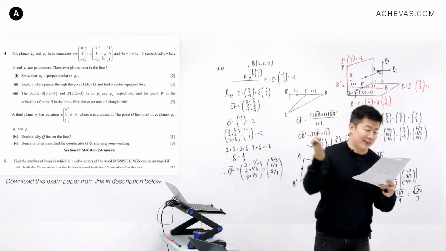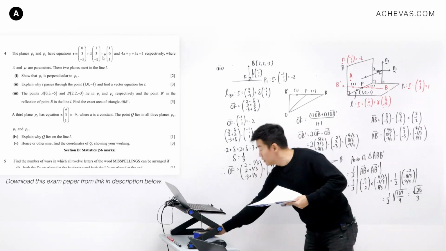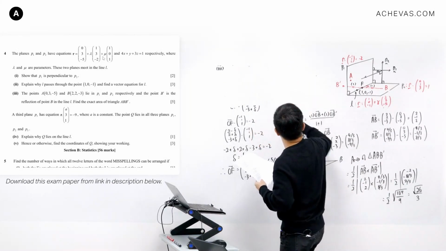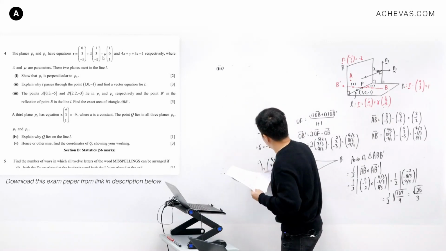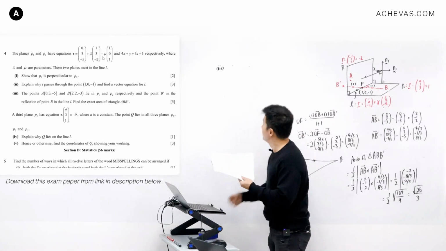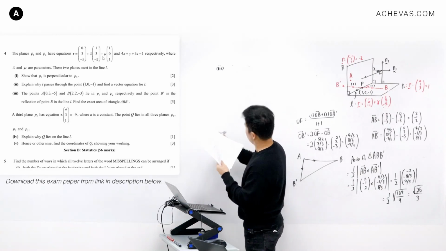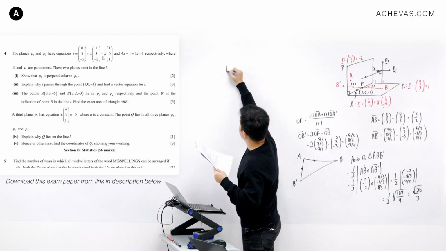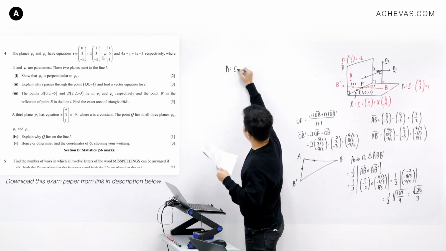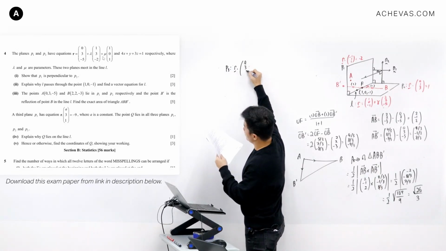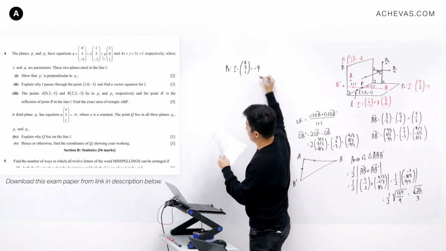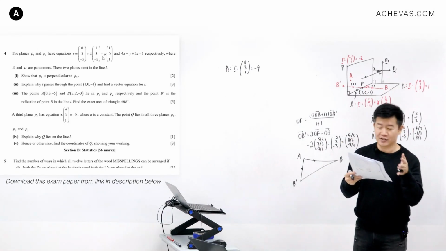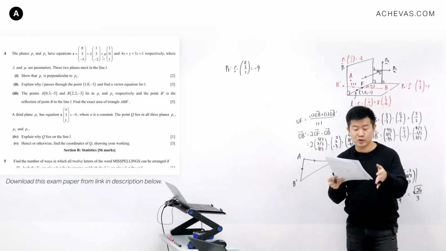And now comes the third plane, P3. Let me write down P3. This third plane, P3, is r dot (a, 3, 1) is equal to minus 9, where a is a constant. And the point Q lies on all these three planes at the same time, P1, P2, P3.